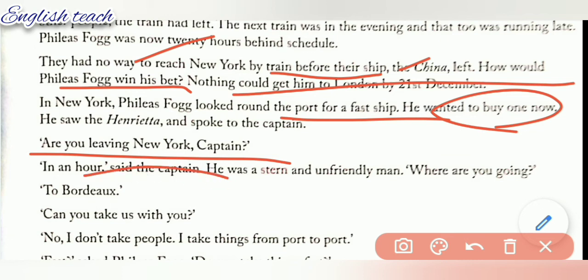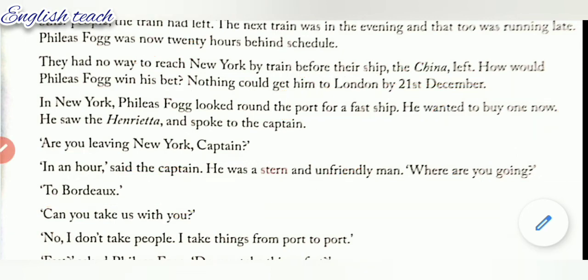He was a stern and unfriendly man, that captain. And where are you going? the captain asked. And then Fogg replied, To Bordeaux. Can you take us with you? The captain asked, Bordeaux? He is going to Bordeaux. Then Fogg asked, Can you take us with you? Then what happened?